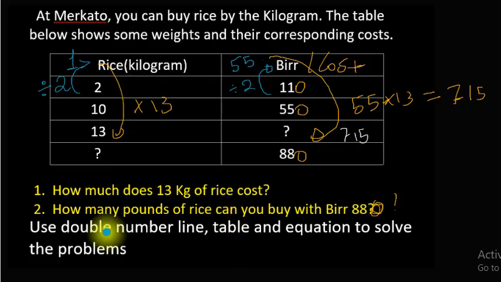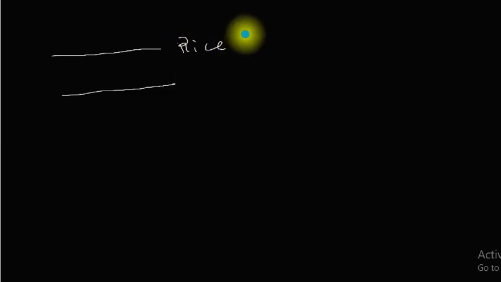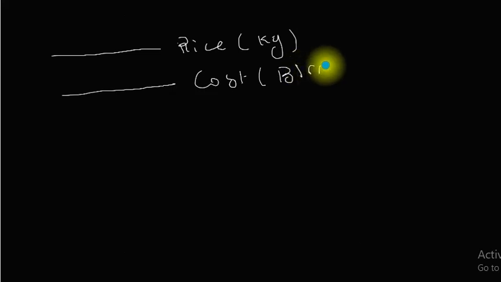Now let's use a double number line, which is almost similar to the table. Let me draw the line here. There you have another line. Now the next step is you have to label. This is the rice in kilograms, and then this is the cost in birr. Please write also the units of the payment.